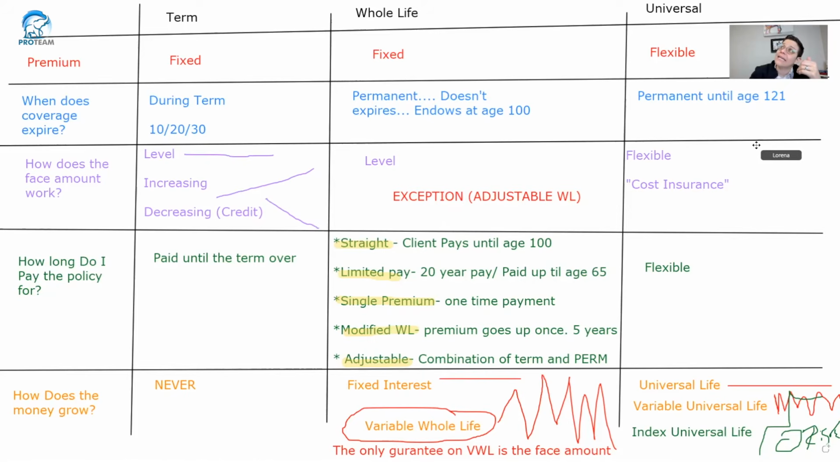The client wants a policy for a short period of time. Which one of the three types of policy is it? Term. He wants it to cover a loan. Which type of term policy is it?